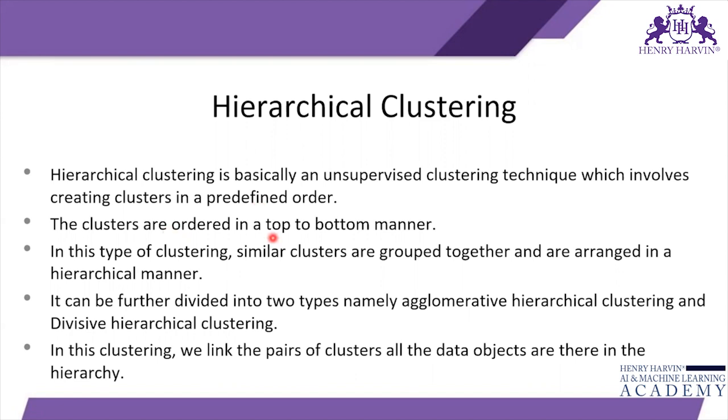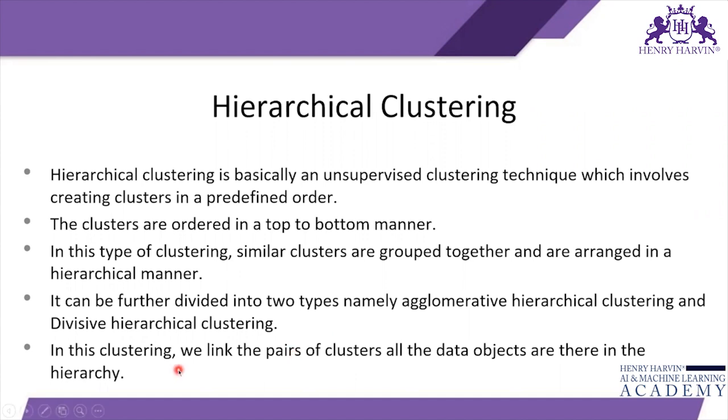The clusters are ordered in a top to bottom manner. In this type of clustering, similar clusters are grouped together and are arranged in a hierarchical manner so that we can get as many clusters as we want. It can be further divided into two types, mainly agglomerative hierarchical clustering and divisive hierarchical clustering.